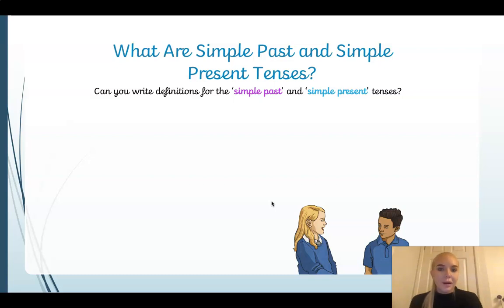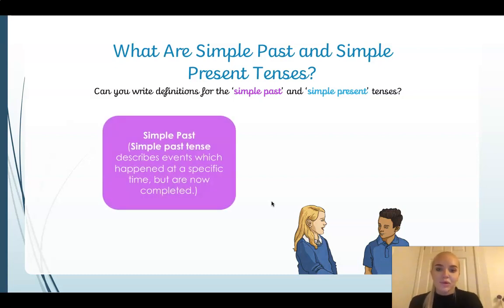So today we are looking at simple past and simple present tenses. But what is simple past tense? We've spoken about it a little bit. Simple past tense describes events that did happen but they have now been completed, so they are not happening anymore. So you might have played, you might have walked, you might have sung, you might have ate. These are all past tense verbs that describe something that did happen but is not happening anymore because it's completed.